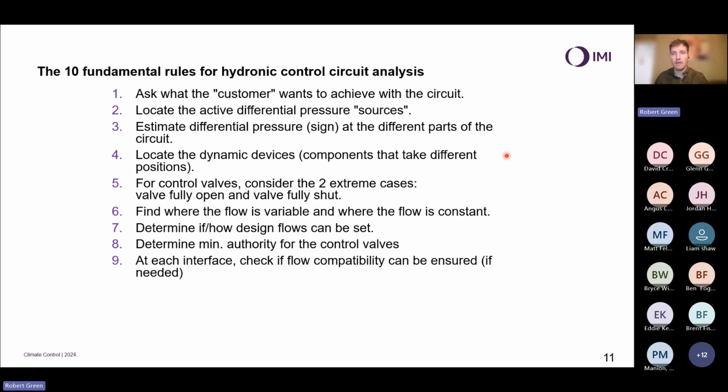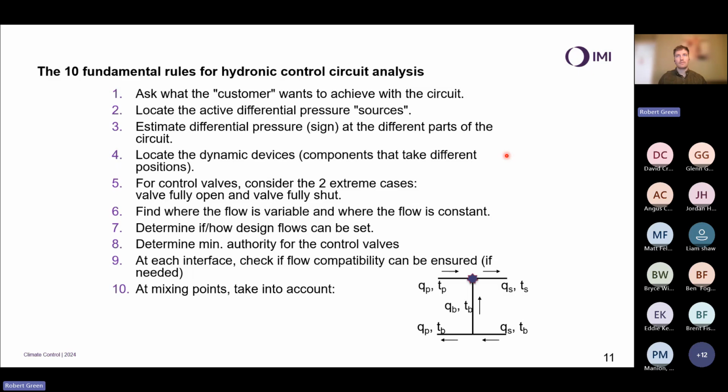We also need to check flow compatibility can be ensured if it's needed. At every interface, we have sufficient flow to satisfy the secondary circuit. And at mixing points, so if we have a point in the circuit where we're mixing, we need to take into account conservation of flow, that the flow from the primary side plus the flow from the bypass is equal to the secondary flow. Seems pretty simple, but if we don't take that into account, we're going to be in a world of pain when we try and set that system up.